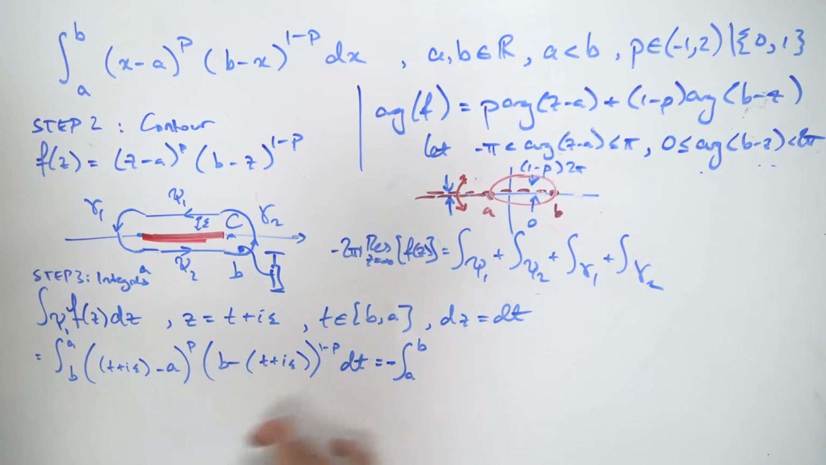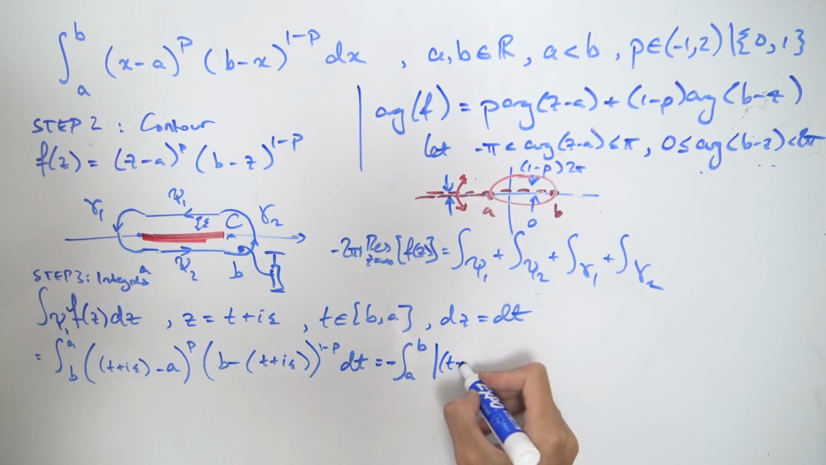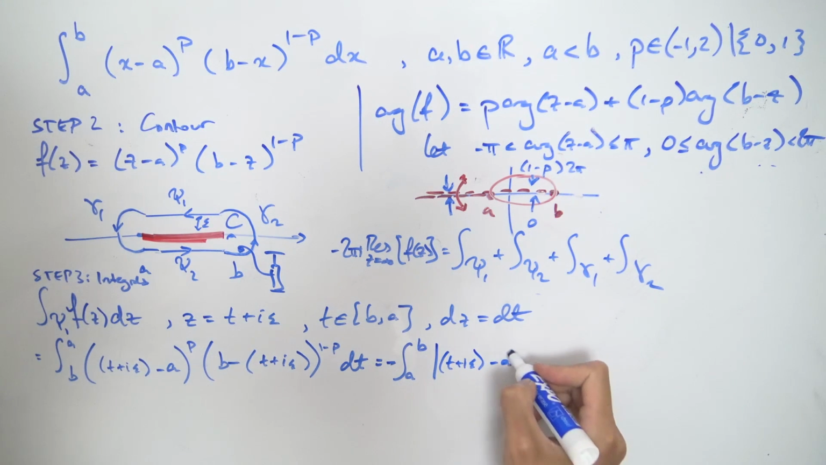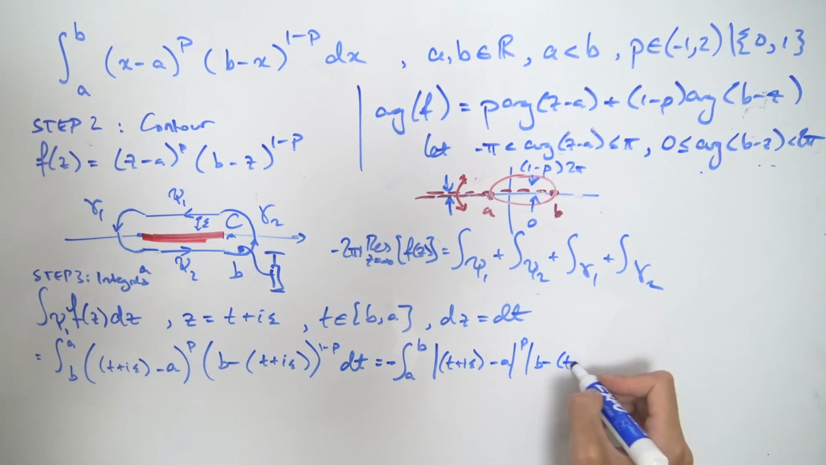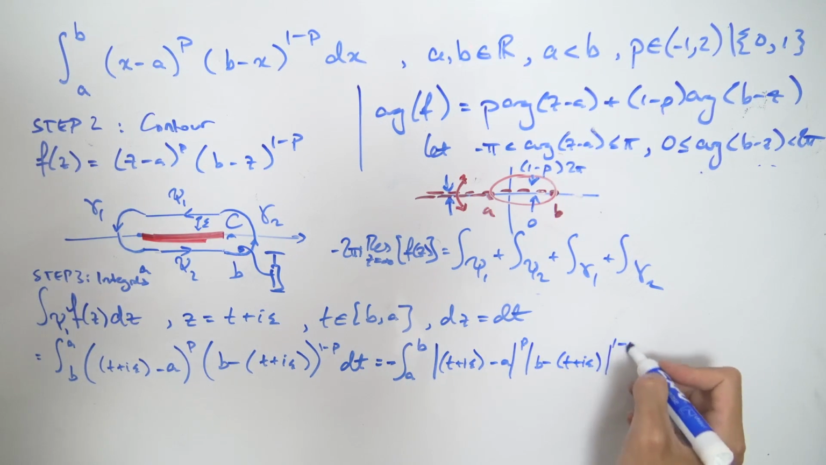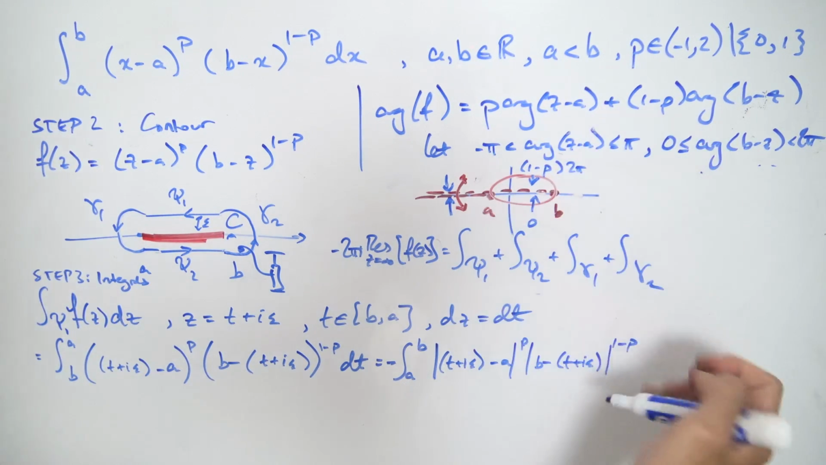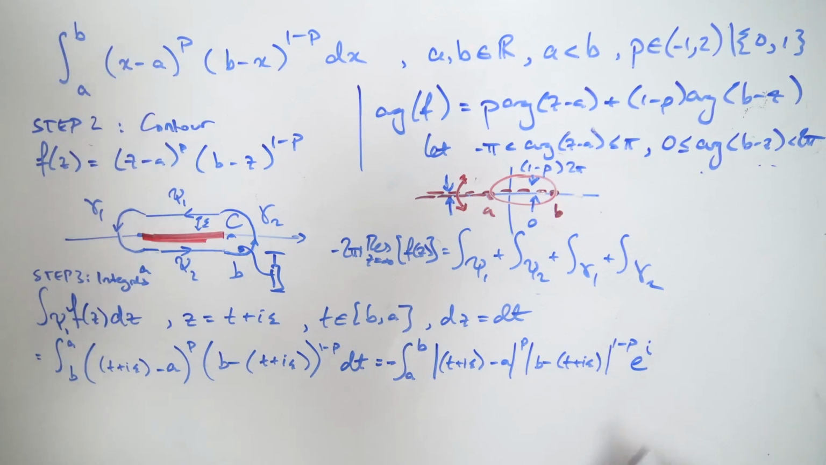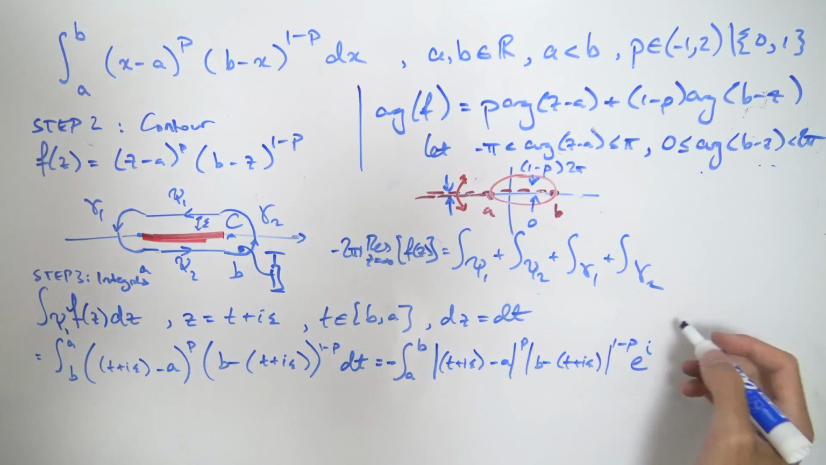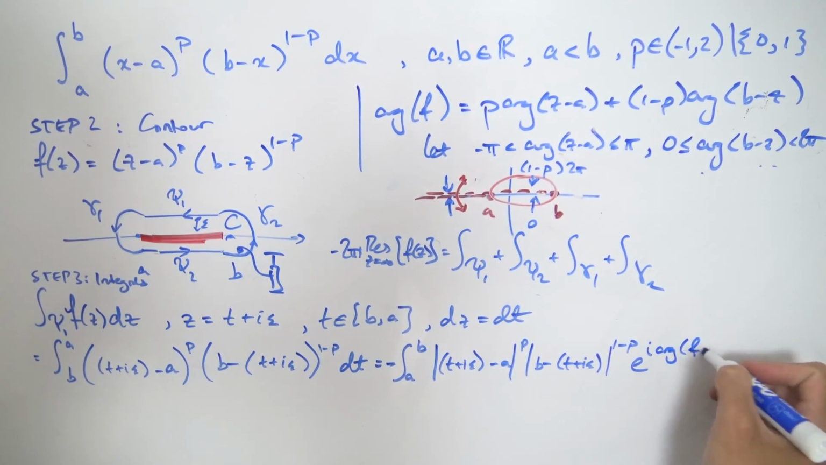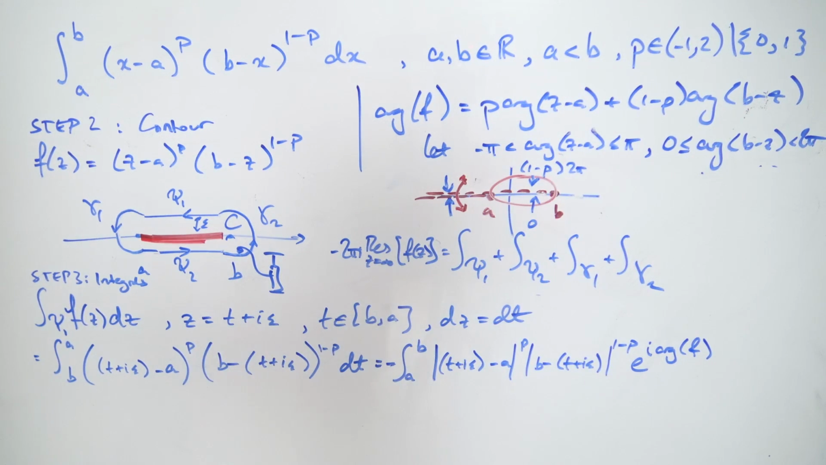We can switch this to polar form just by taking the absolute values of all this in here. So the absolute value of t plus i epsilon minus a to the pth power, and the same deal over here: b minus t plus i epsilon to the 1 minus pth power. This is the modulus, and then we also have the argument. So we're going to have e to the i times arg of f, like so. But imagine you're replacing z's with all these t plus i epsilons.